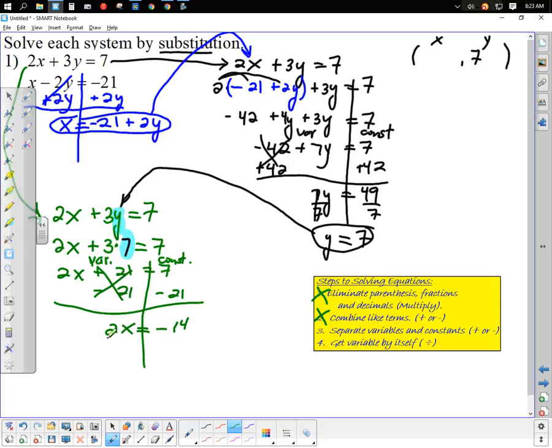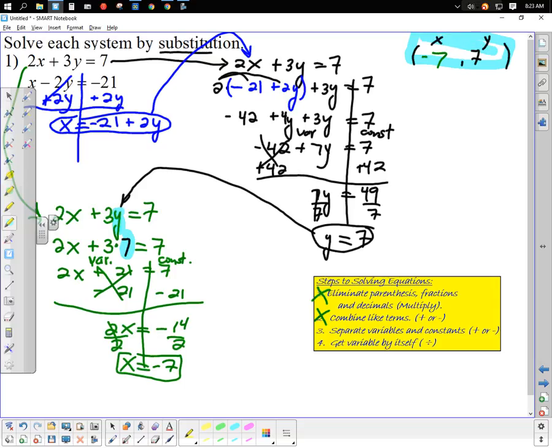Get the letter by itself. Divide by 2. Divide by 2. So I have x is equal to negative 7. So the answer here will be negative 7. X is negative 7. So there you have it. I have the x value, I have the y value. I've solved this problem.